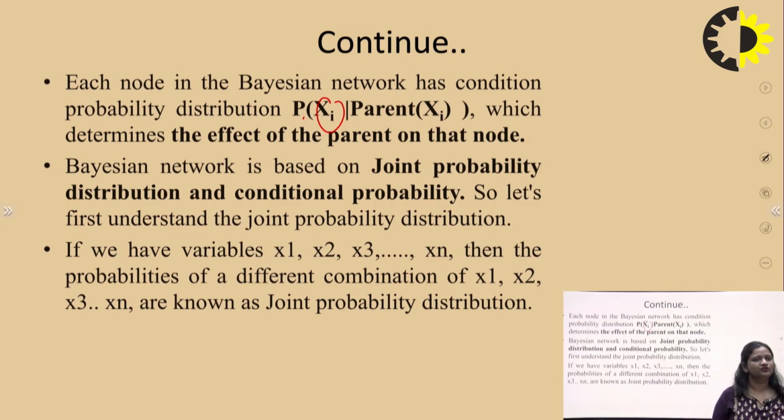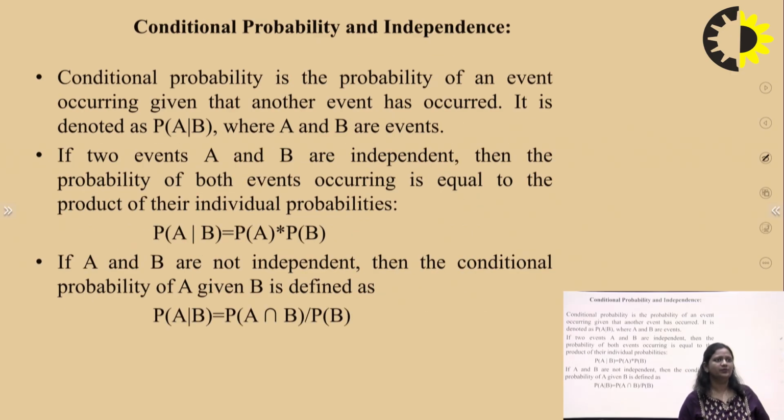A Bayesian network is based on the joint probability distribution and conditional probability. So let's first understand the joint probability distribution. If we have variables x1, x2, x3, and so on up to xn, then the probability of different combinations of these variables, like x1, x2, x1, x3, x1, x5, x2, x4, x2, xn, and so on, is known as the joint probability distribution. These are the combinations of n number of variables. What is conditional probability? Conditional probability is the probability of an event occurring given that another event has occurred.